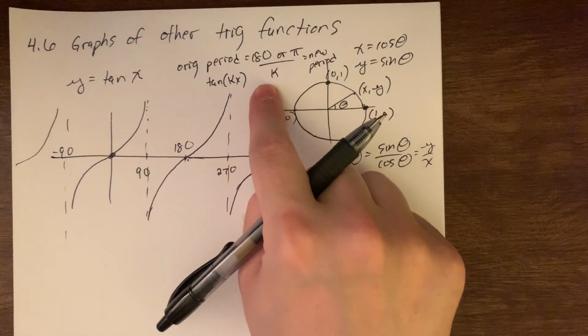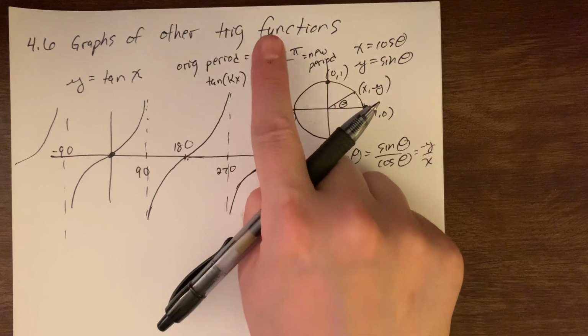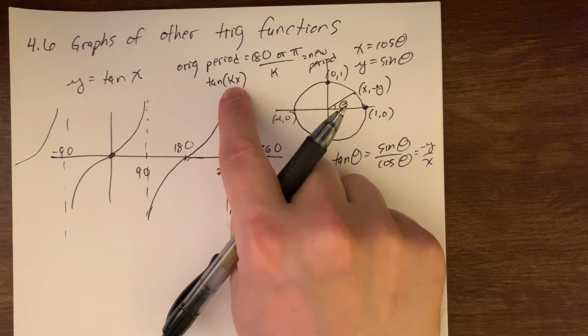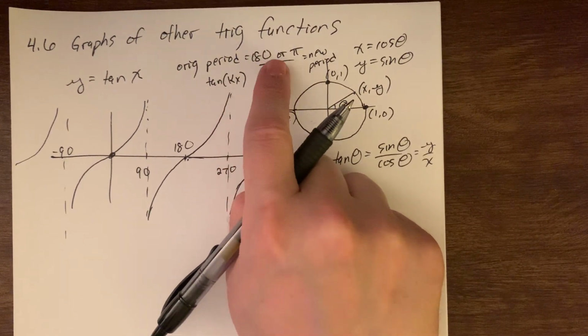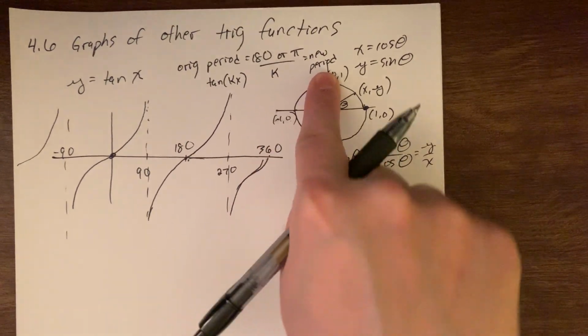So that is still similar. We've got a very different look to the graph, but we still have the idea of period, and we still have the k as the multiplier inside, original period divided by k to get our new period.